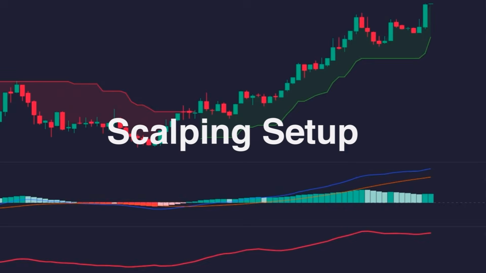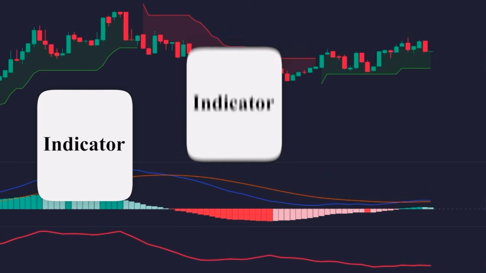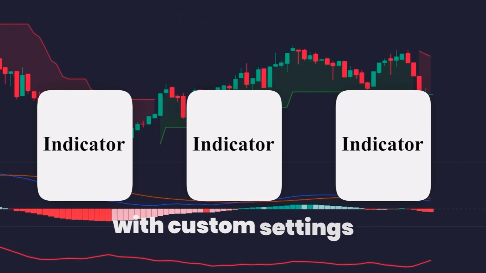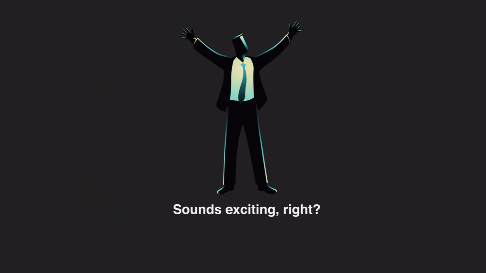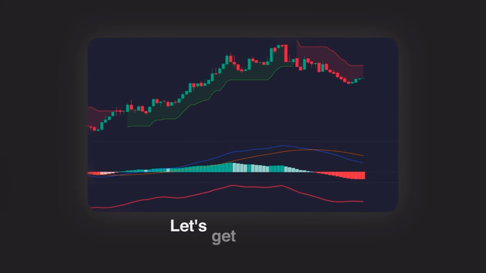It's a scalping setup for crypto on the 5-minute chart using 3 amazing indicators with custom settings. Sounds exciting, right? But the big question is, does it actually work? In this video we'll find out. Let's get started.